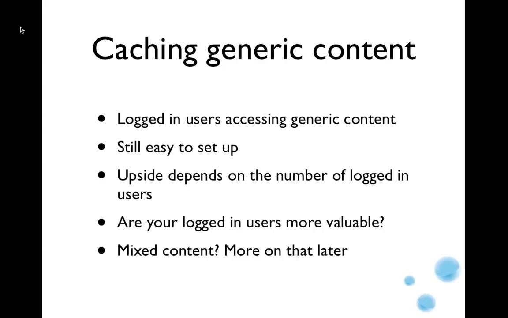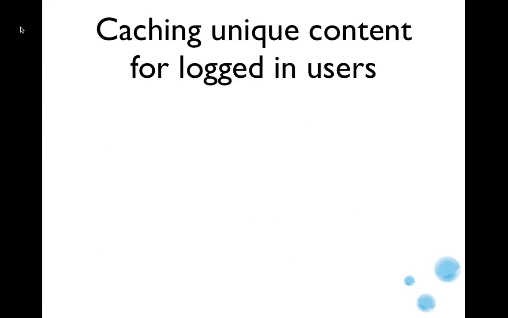And there's also the mixed content, where you have content that is comprised of partly generic content and partly dynamic content that's specifically tailored to the user. We'll talk more about that later. An option which we don't see really that often is caching unique content for logged in users. This is quite a bit harder to do. The typical example would be your Facebook newsstream, where each user's content is specifically tailored to that user.